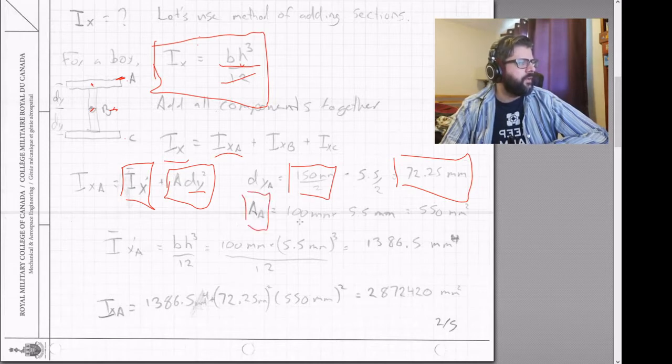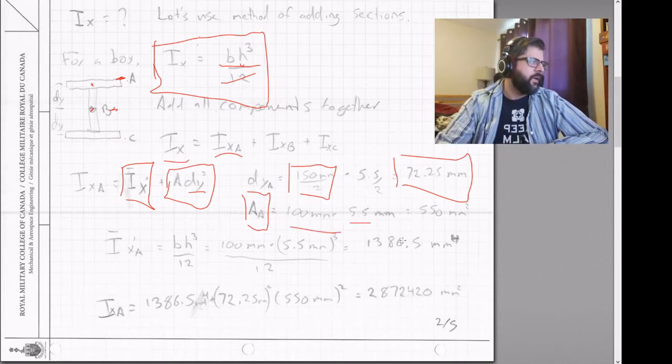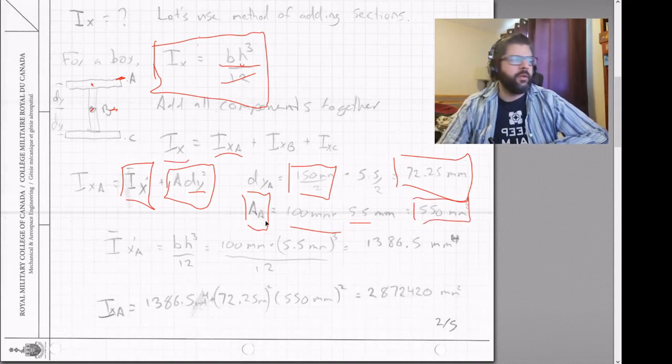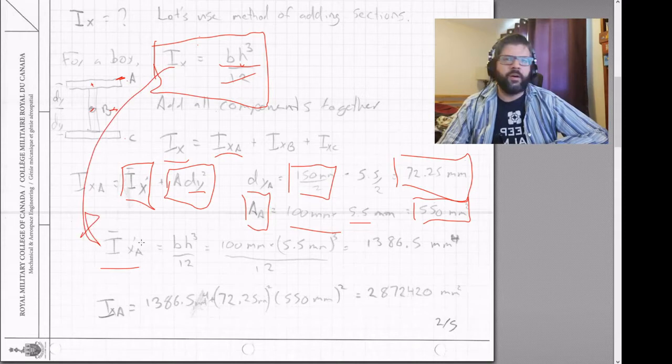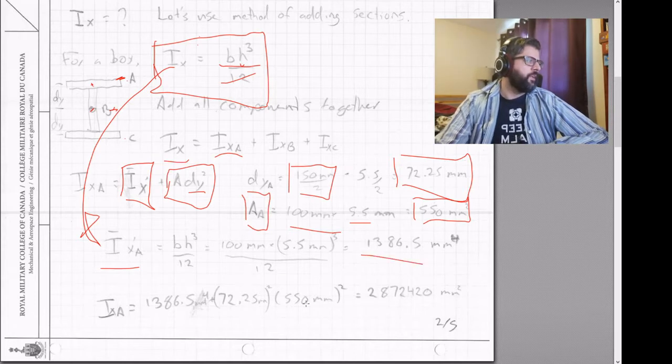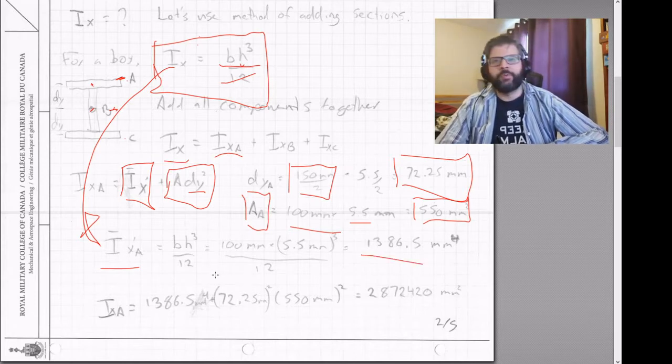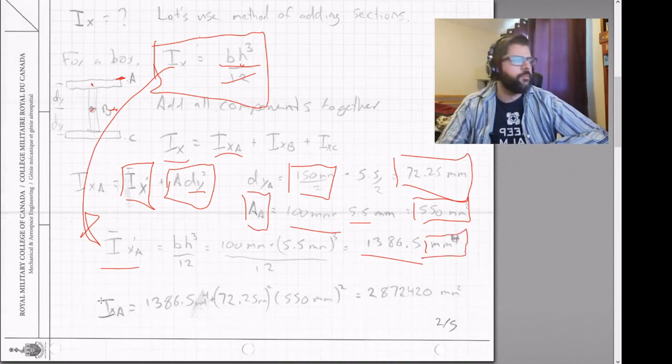Our area of A is simpler. It's 100 millimeters wide and 5.5 millimeters thick, so we get 550 millimeters squared. Then we just use this formula for our Ix prime A: base times height cubed divided by 12, so 100 times 5.5 cubed divided by 12. That works out to 1,386.5 millimeters to the fourth. Not cubed, to the 4th. I really have to stop doing that.